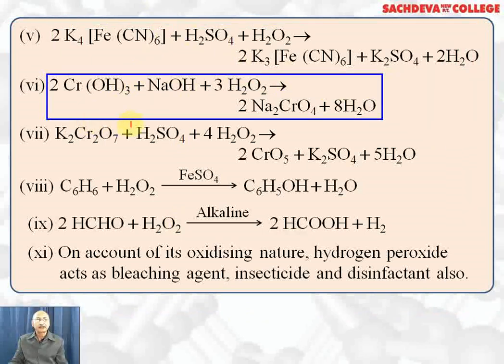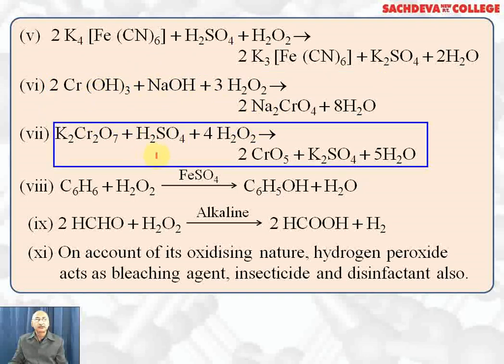Chromium hydroxide reacts with NaOH and hydrogen peroxide. Chromium hydroxide is a green precipitate. It changes to sodium chromate, which is yellow in color, plus 8 water is formed. K2Cr2O7 plus H2SO4 plus 4 H2O2 gives chromium peroxide, which is a blue solid, plus K2SO4 plus 5H2O is formed.